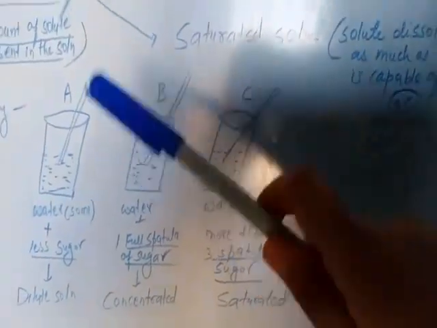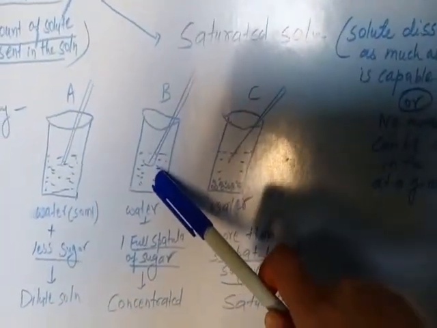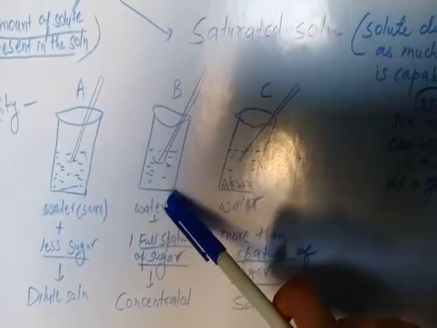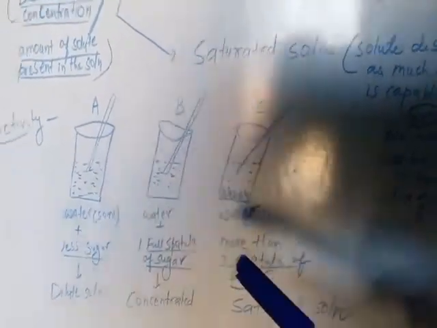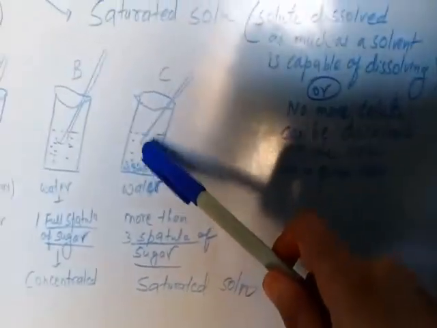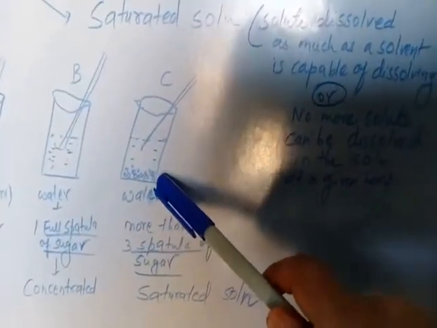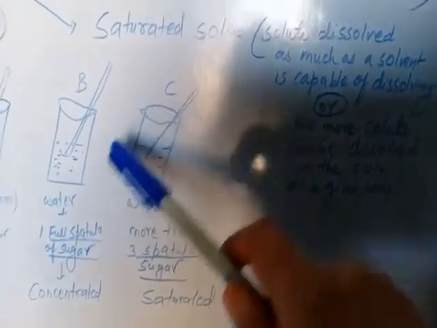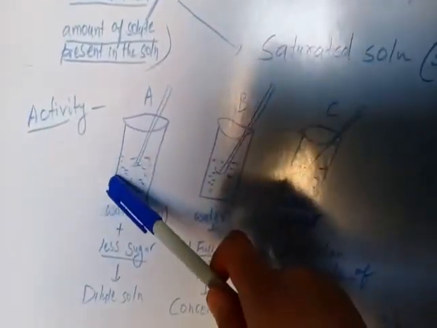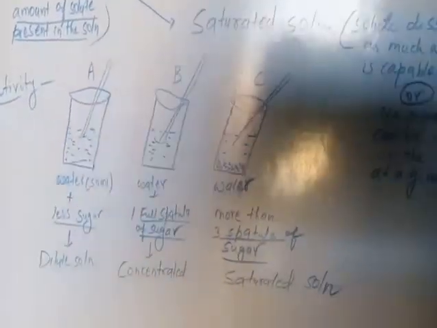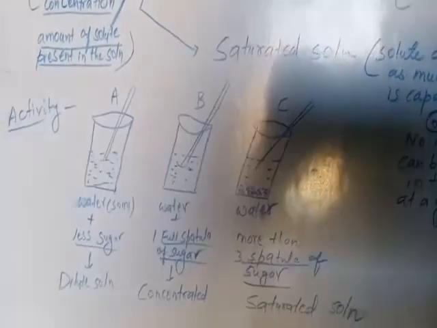Similarly, in beaker B, we will add one full spatula of sugar particles and mix it thoroughly. Again, we will get the sugar solution. In beaker C also, we will add one spatula of sugar particles and again mix it thoroughly and we'll get the sugar solution. Now, all the beakers have sugar solution in them.